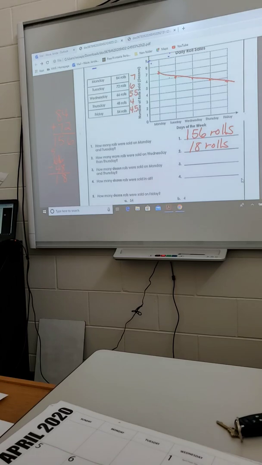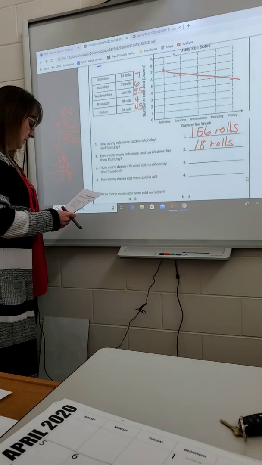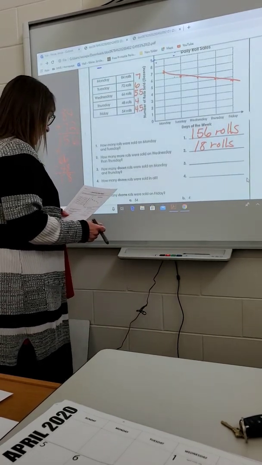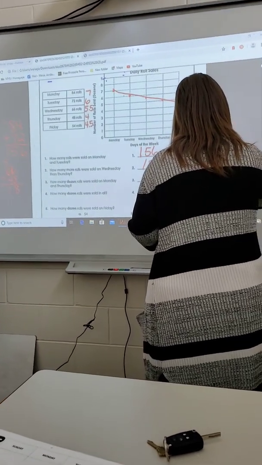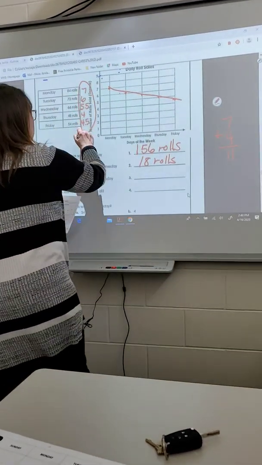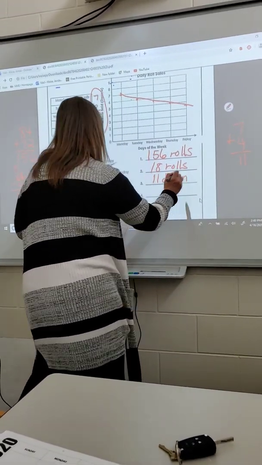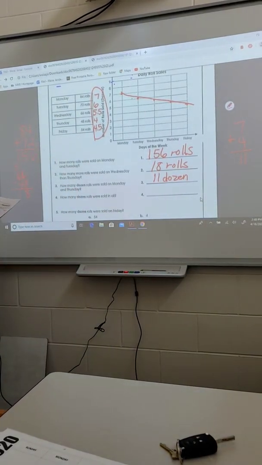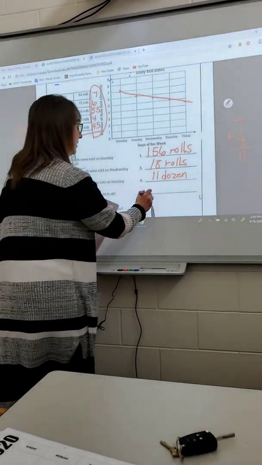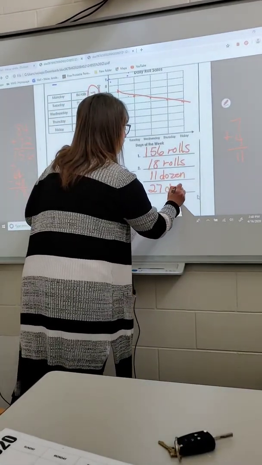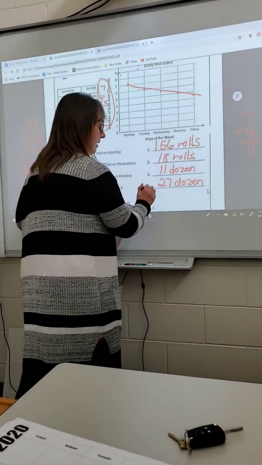How many dozen rolls were sold on Monday and Thursday? So, if we had 7 plus 4 equals 11, and we get those numbers right here, and it'd be 11 dozen. How many dozen rolls were sold in all? And this is by adding all these up, we would get 27 dozen. Again, go ahead and pause if you need to make corrections.